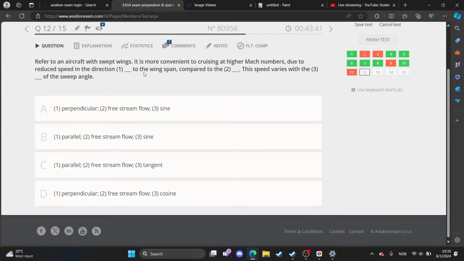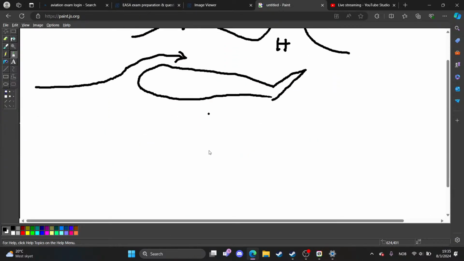So wingspan, it would be perpendicular compared to the free stream flow. Varies with, oh my god, sine or the tangent of the cosine. Sweep angle. Let's try to draw this.